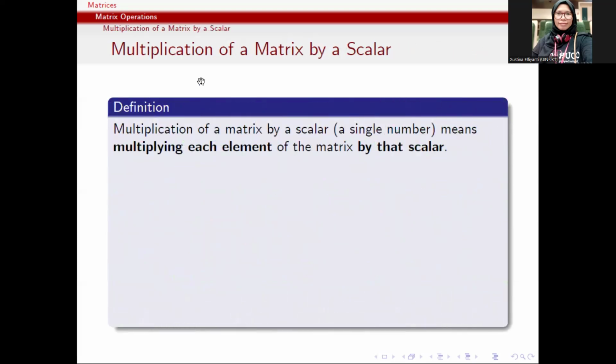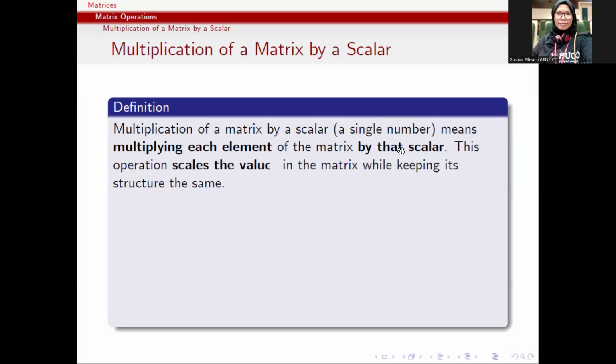Now we continue with multiplication of a matrix by a scalar. Multiplication of a matrix by a scalar, or a single number, means multiplying each element of the matrix by that scalar. This operation scales the values in the matrix while keeping its structure the same.